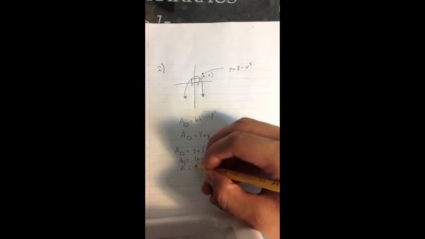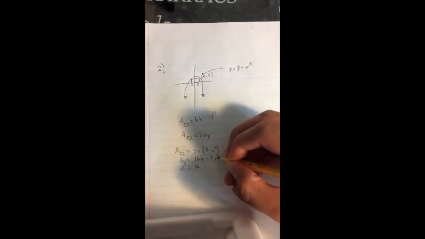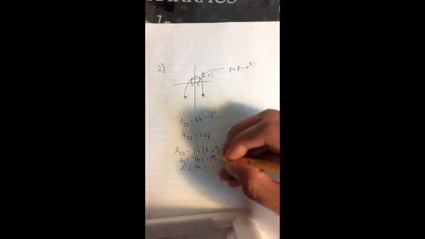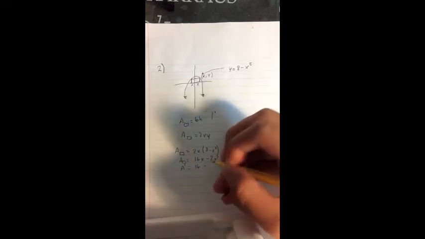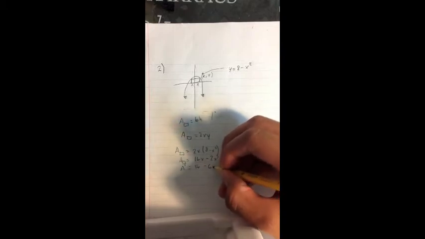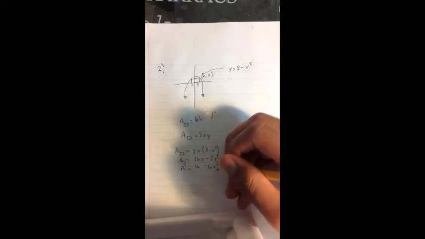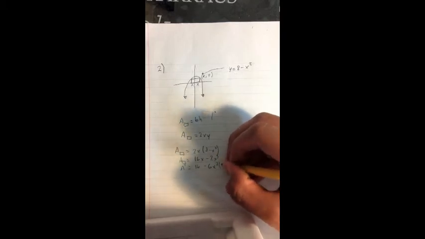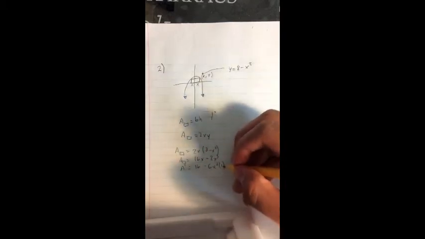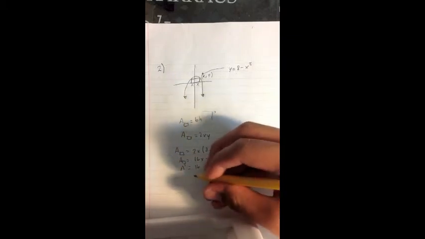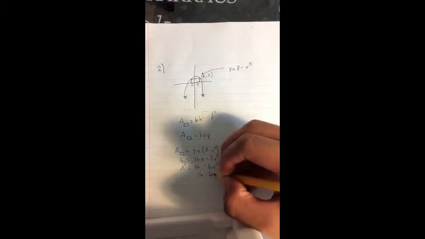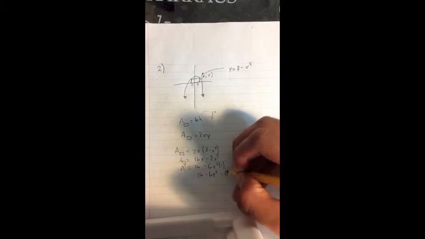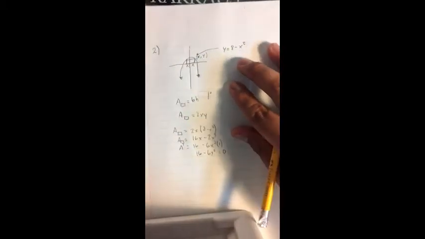So if we take the derivative of the area, we get 16 minus, using the chain rule, we lower the exponent and multiply, so negative 2 times 3 gives us 6x squared times the derivative of the inside, which is 1. And so basically we have to set it equal to 0. So 16 minus 6x squared equals 0.